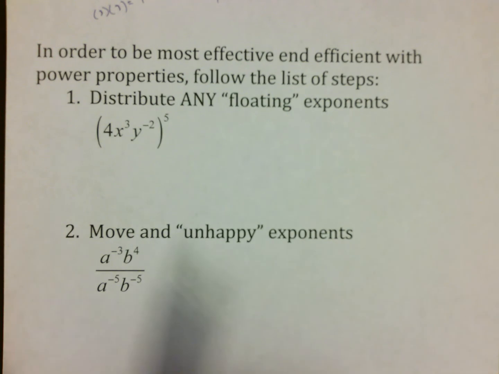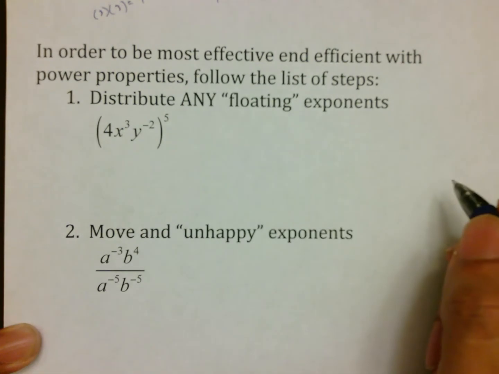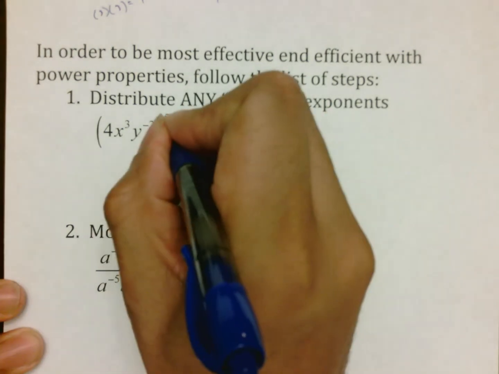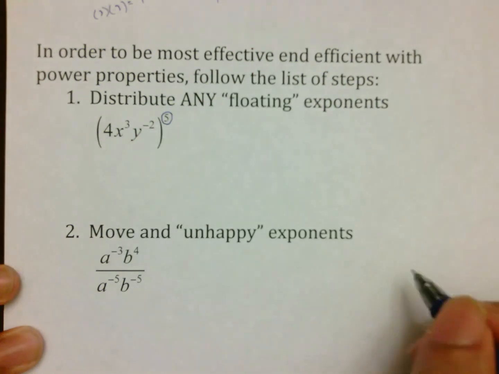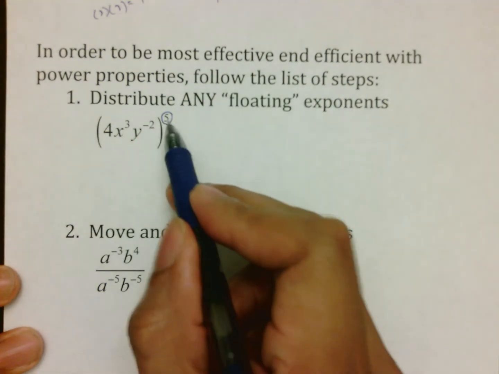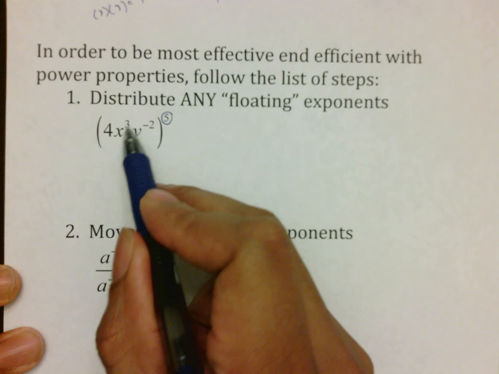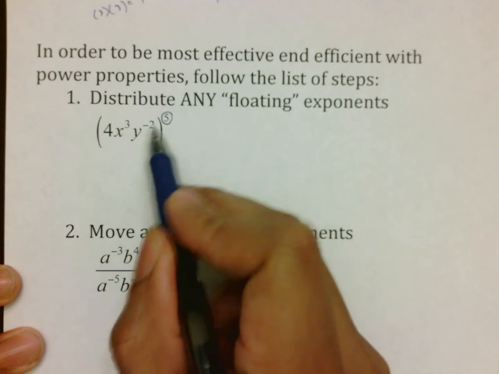And what you want to do first, again, this is on the back of your sheet here, is you want to distribute any floating exponents. Again, floating's in quotes because it's really not an official term, but what you want to do is get rid of any exponent, and you want to do this again on your work, any exponent that is just floating outside of a parentheses. This 3 belongs to x. This -2 belongs to y.